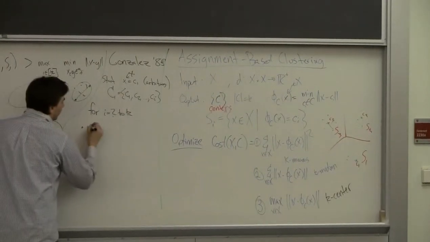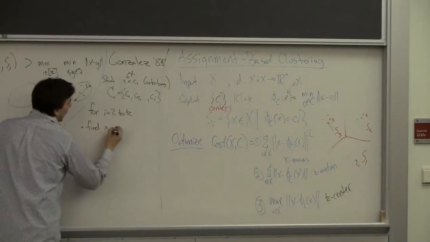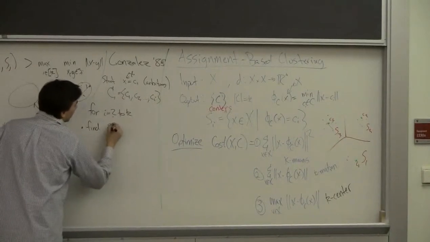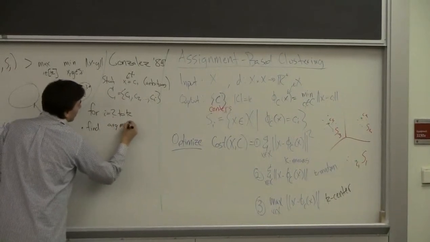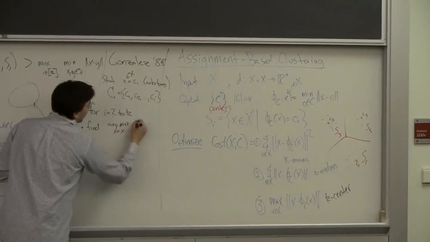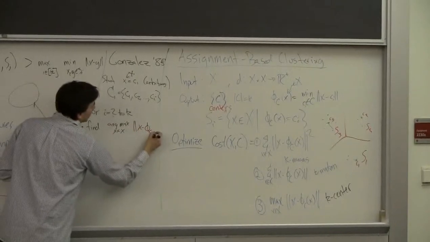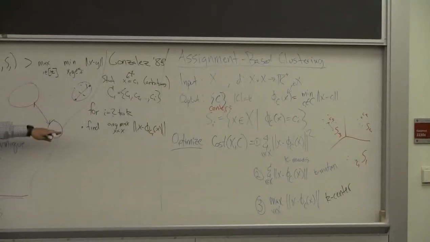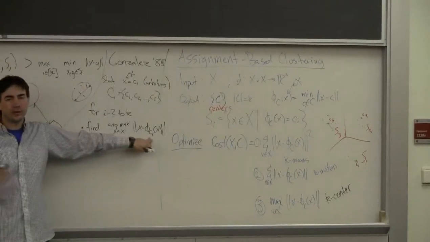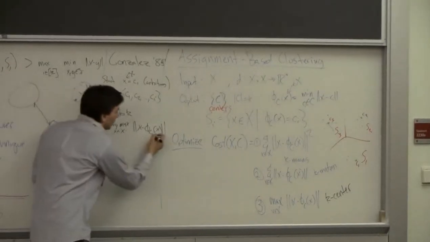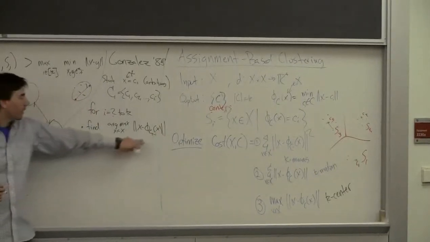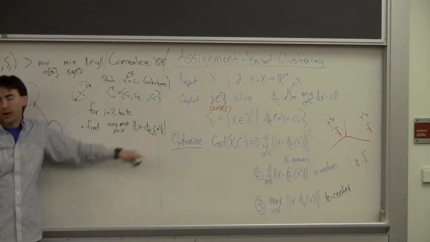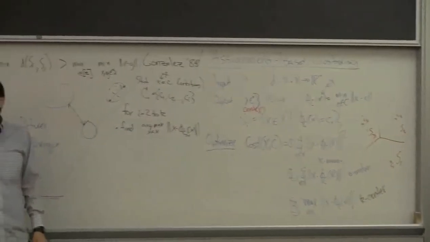What I'm going to do is find x in X, the argmax over x in X of the distance from x to the centers C_{i-1}. Right? So I'm going to find the point which has the largest distance to the centers I have. So I have a set of i minus 1 centers, and of those centers I'm going to find the furthest away point.